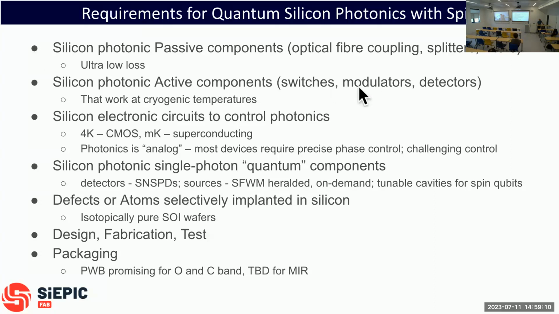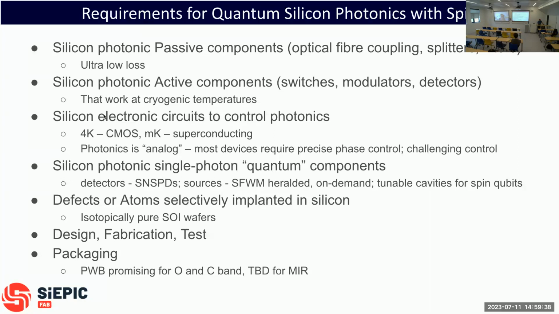Active components, all these modulators, lasers, detectors, everything has to work at cryogenic temperatures and be lossless. So it's massive challenges for the field. And then how do you control these systems? I mentioned you have to control the phase optically. And how do you get electronics to work? Photonics is intrinsically an analog technology. You can't just have switches, and so controlling phase is a really big problem. And so yes, that's an issue.